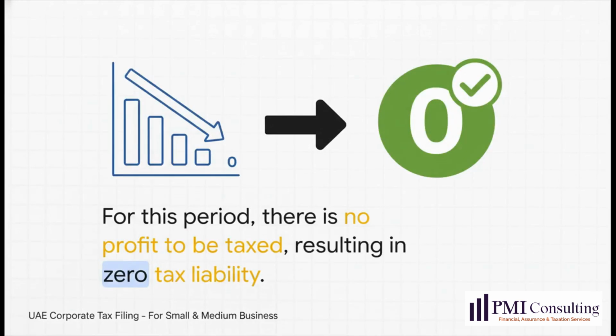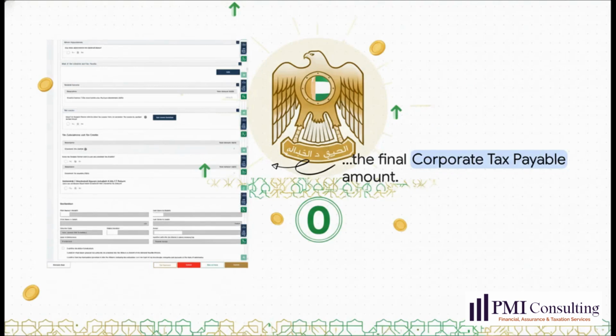So what does a tax loss mean for your final bill? Well, it's pretty simple, and it's good news. You can't tax a profit that doesn't exist, right? So if there's no taxable profit, there's nothing to tax. This leads directly to this beautiful number right here. The bottom line? A corporate tax payable amount of 0. That's it. That's the final answer the whole form has been building towards. A clear result based on all the information you provided.